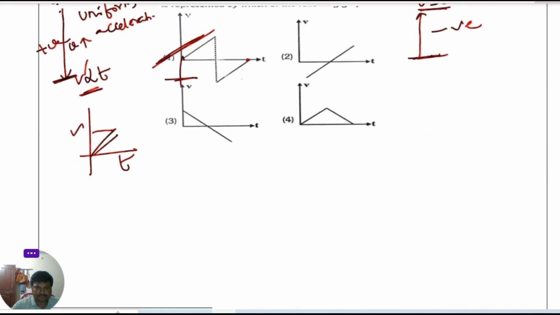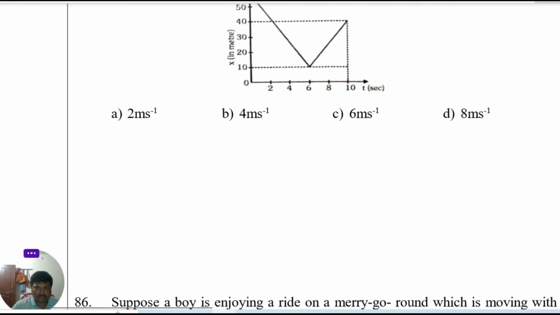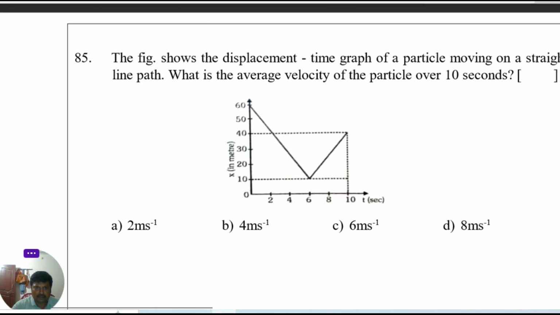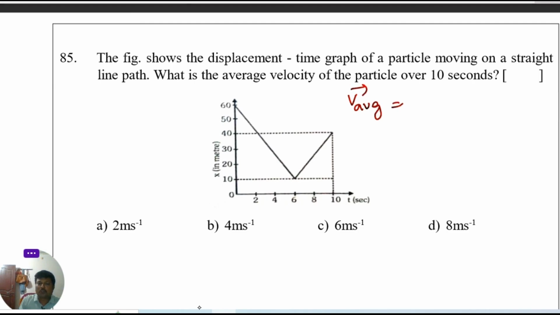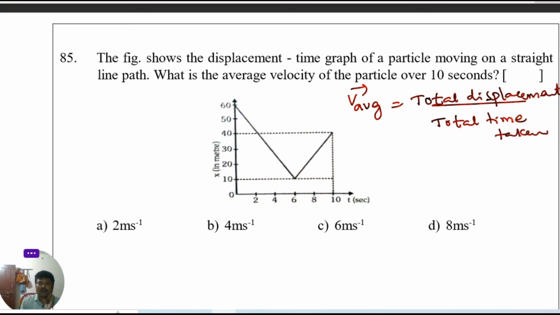Next go to 85th question. The figure shows the displacement time graph of a particle moving on a straight line path. What is the average velocity of the particle after 10 seconds? Already we know very well, average velocity is equal to total displacement by total time taken.